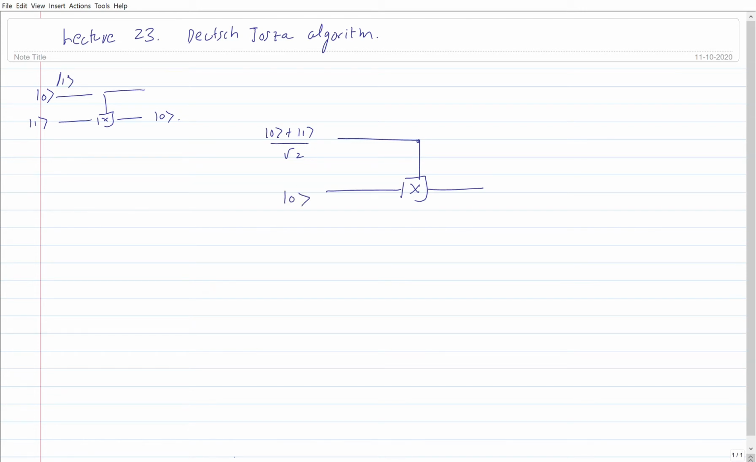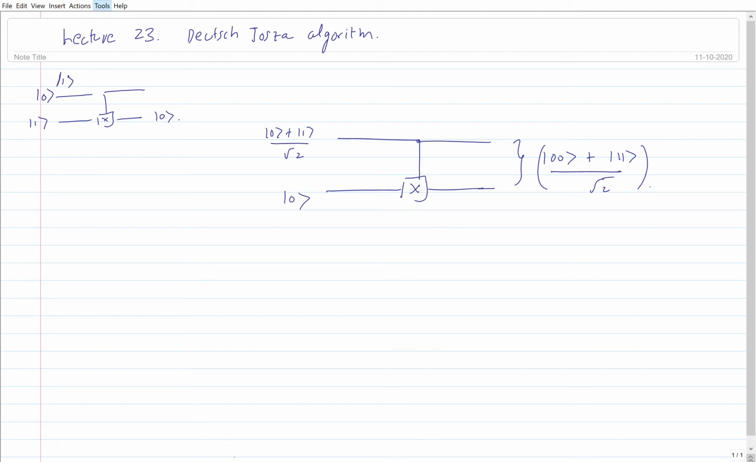Let's say you start with a 0. Well, what you get over here is (00 plus 11) by root 2. That's the state you get.